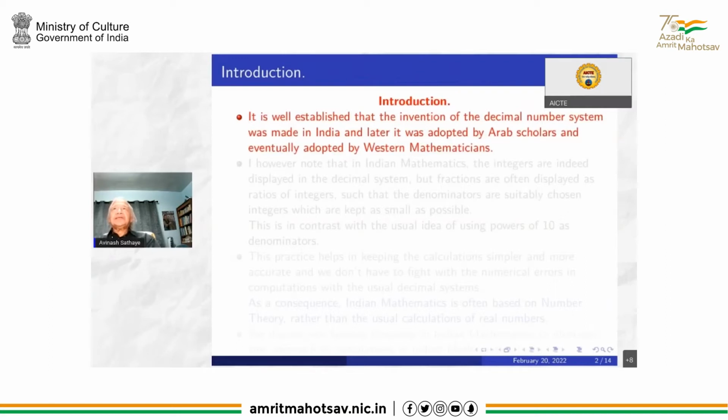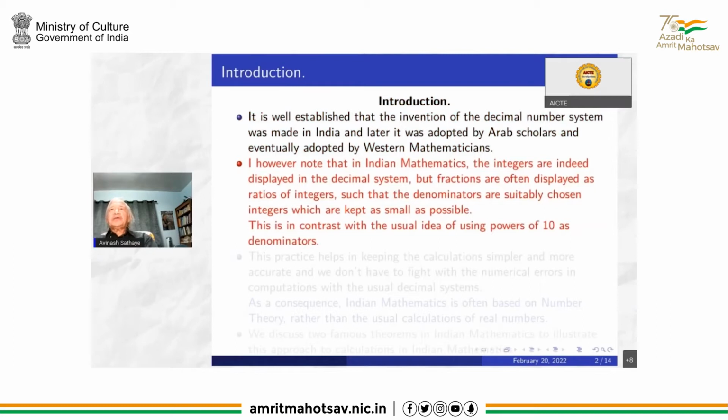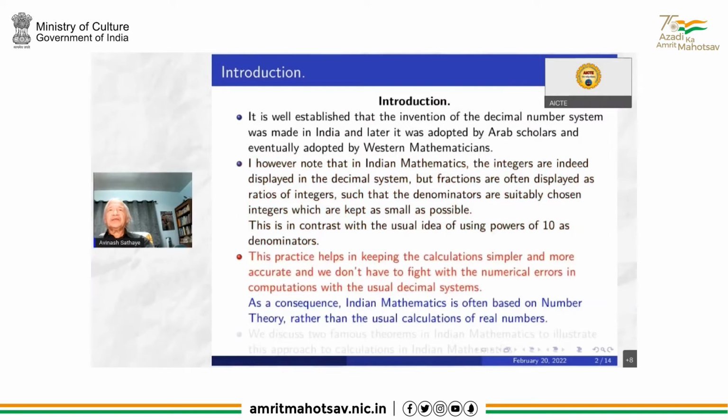It is well established that the invention of the decimal number system was made in India, and later it was adopted by Arab scholars and eventually adopted by Western mathematicians. I, however, note that in Indian mathematics, the integers are indeed displayed in the decimal system, but fractions are often displayed as ratios of integers such that the denominators are suitably chosen integers which are kept as small as possible. This is in contrast with the usual idea of using powers of 10 as the denominator.